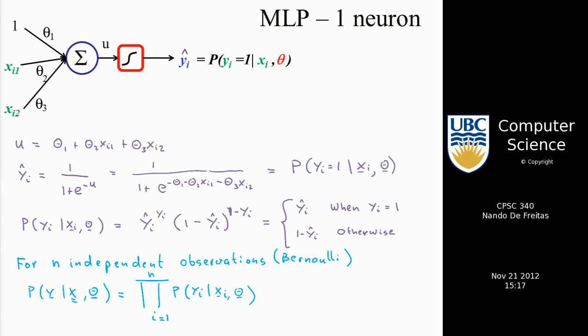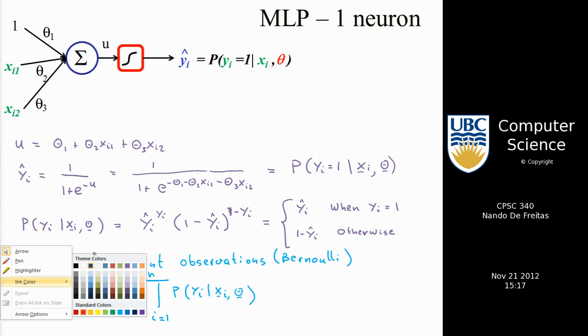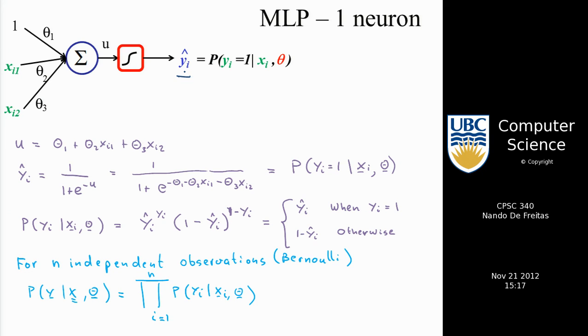For logistic regression, we also saw that we can write the log likelihood. So in this particular case, the output of this neuron is just a number between 0 and 1, yi hat, because it's the output of a sigmoid. So yi hat is between 0 and 1. And that's why we use a sigmoid, so we can interpret the output as a probability.